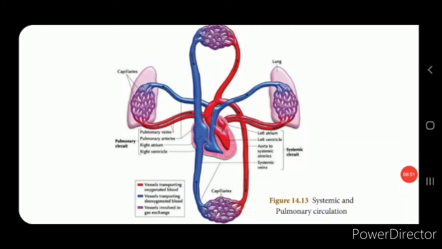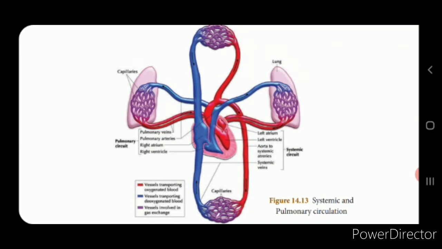Now look into this picture, children. Now here we can learn about the types of blood circulation. Blood circulation in our body involves oxygenated and deoxygenated blood, isn't it? Because from the heart, the deoxygenated blood has to go into the lungs, and from the lungs the oxygenated blood has to come into the heart, and from the heart it is transported to the various parts of the body, isn't it?